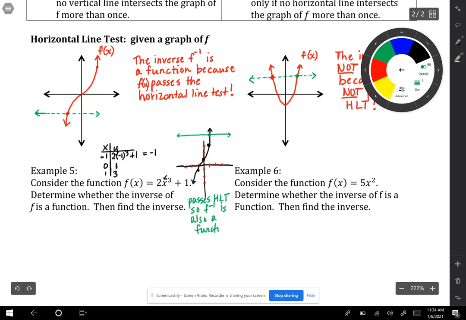Now we have to go and find the inverse. So we have to do what we did on the previous page: switch x and y, and then solve for y. So let's do that. Step number 1, switch x and y. And so this is y. So it becomes x equals 2y to the third plus 1. And then step 2, solve for y.